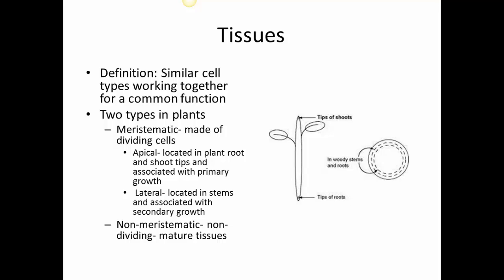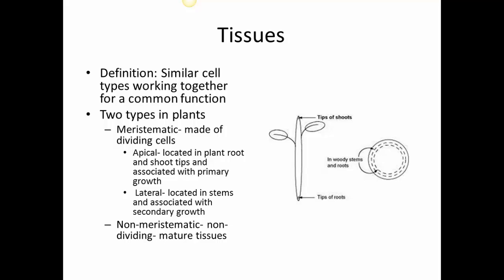In plants, there are two different categories of tissues. There's meristematic tissue and non-meristematic or adult tissues. The meristematic tissues are made of dividing cells. So these are cells that are dividing to produce daughter offspring. So one cell divides to produce two cells, and then those two cells can divide to produce two more cells.